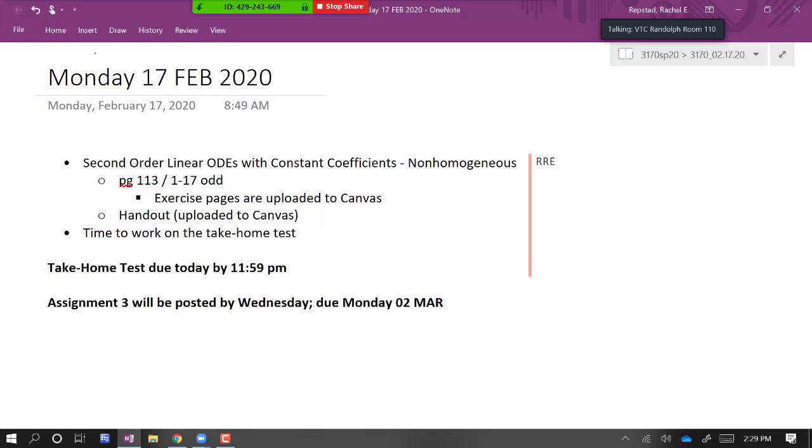So we'll do that, and then we'll take the rest of the time, which will be most of class, to keep working on the problems on the take-home test. Our plan for Wednesday is to finish this section.